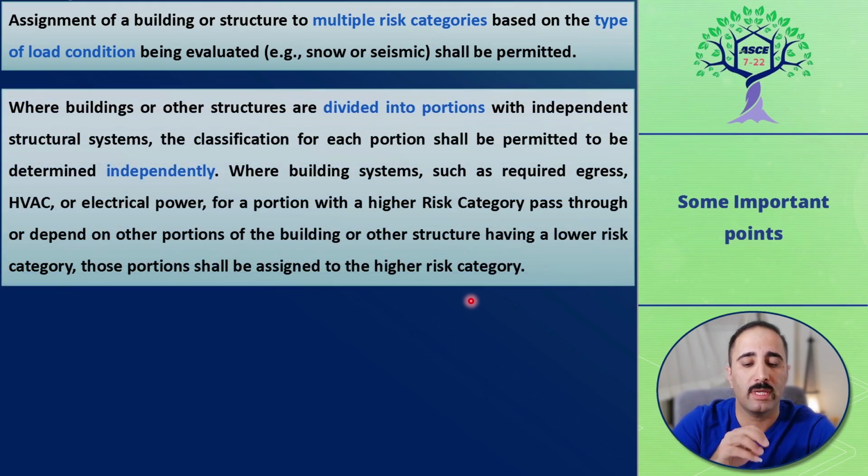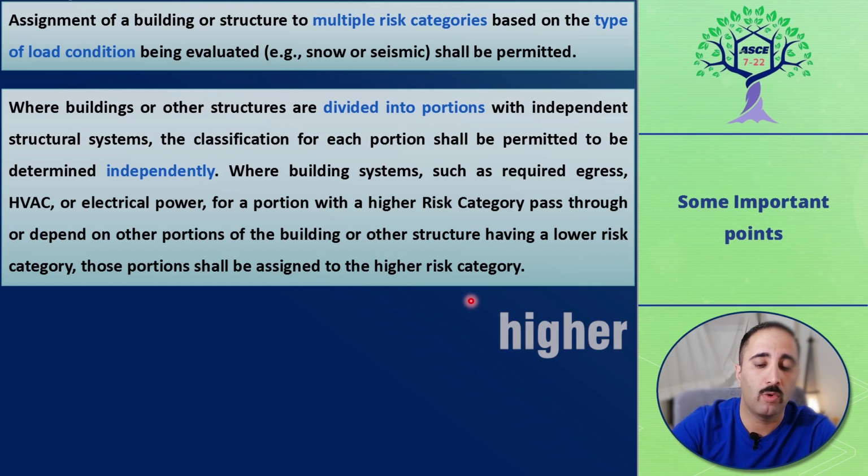The fourth point is this: where buildings or other structures are divided into portions with independent structural systems, the classification for each portion shall be permitted to be determined independently. Where building systems such as required egress, HVAC, or electrical power for a portion with a higher risk category pass through or depend on other portions of the building or other structure having a lower risk category, those portions shall be assigned to the lower risk category.